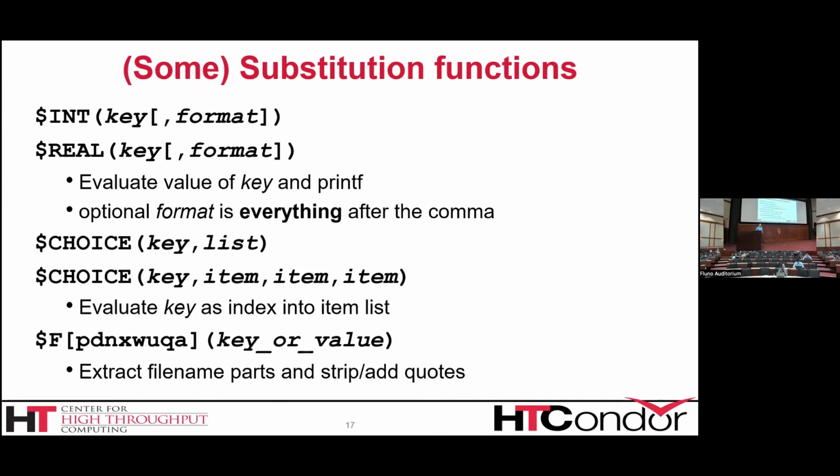This is particularly useful in submit files. If you do something like $(Q3), then you can use that iteration number for Q3 as the key, and then specify the items as the values, as the lookup.